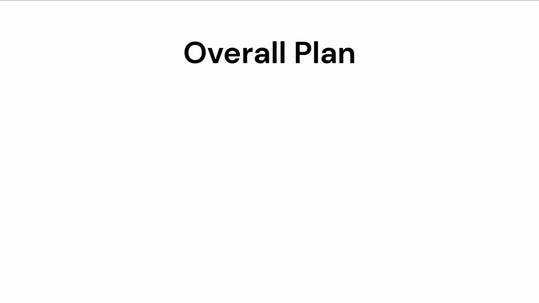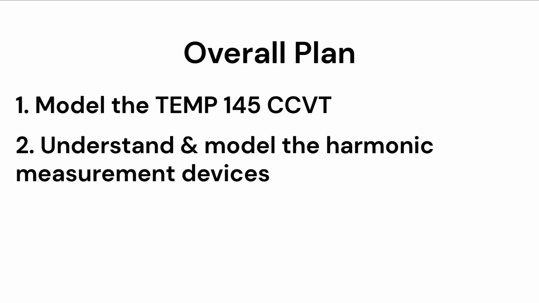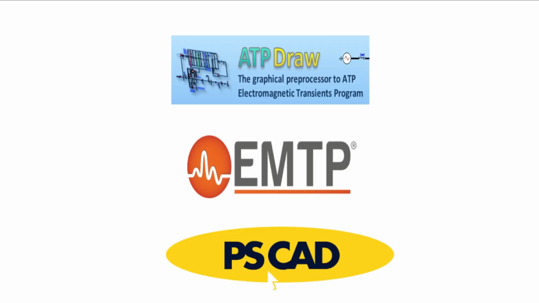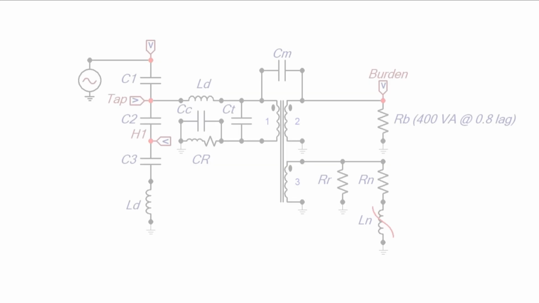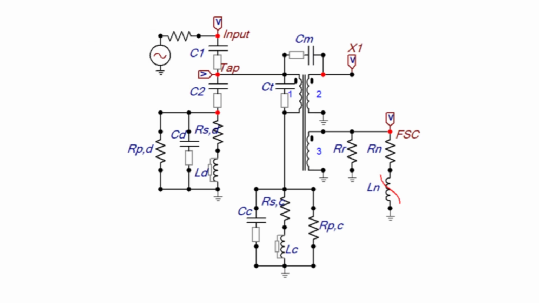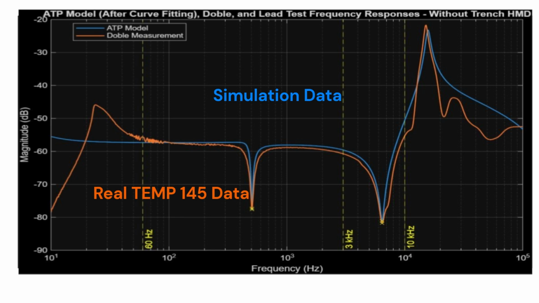Since we do not have a Temp 145 to test retrofitting with, we will be modeling a Temp 145 CCVT and then harmonic measuring devices to evaluate the performance in measuring harmonics. Using transient software, ATP, EMTP, and PSCAD, we modeled the Temp 145 based on documentation and academic papers. However, to get the most accurate model, we changed our model parameters to match frequency response data of a real Temp 145. In the end, we were able to accurately model a Temp 145.